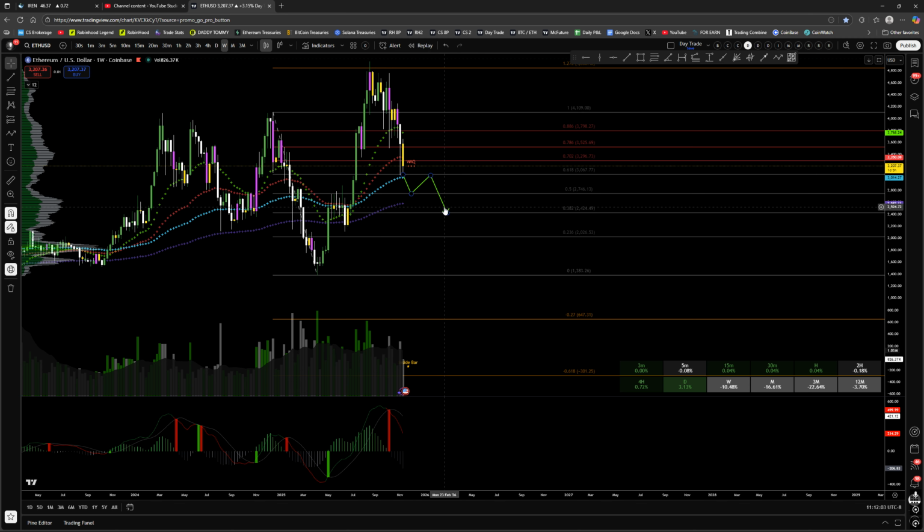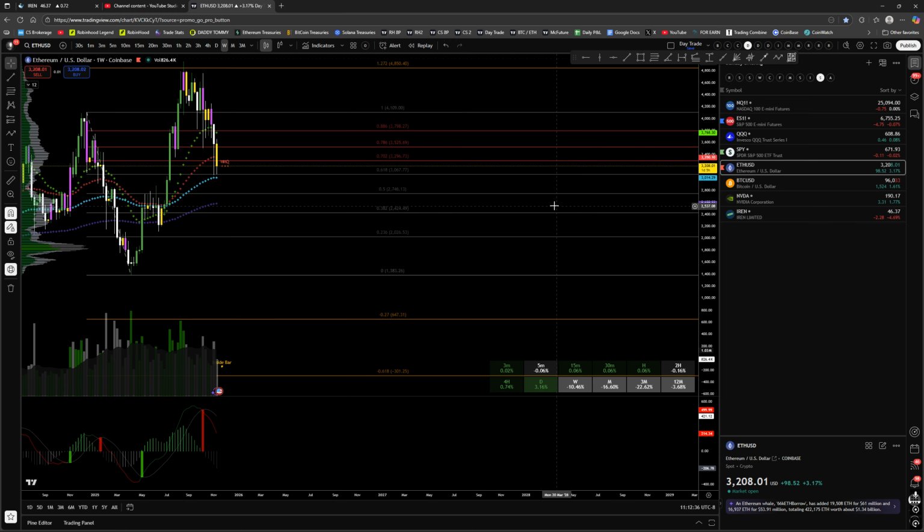I think that from a technical perspective, we're still okay. Anything below really 0.5 or below 3,000, it's going to send us down further, either to this 0.236, so right at 2K, or worst comes to worst, back down to 1,300 bucks. I don't think that's going to happen, but sometimes the market does the opposite of what you think. So we have to react to it and not try and predict it.